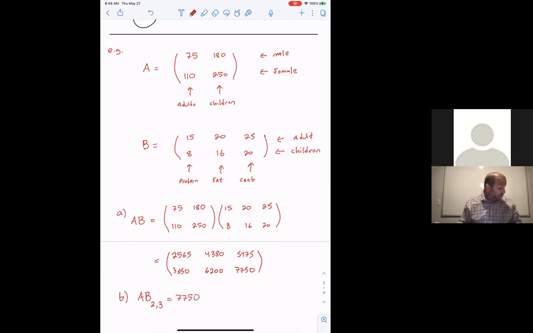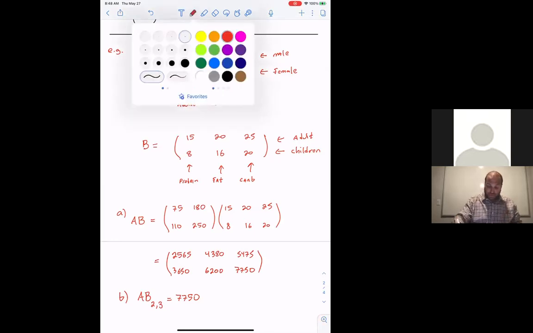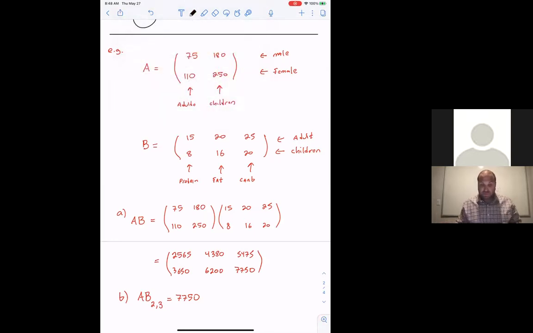But they didn't just ask for what is it? They said explain the meaning of it. So what we need to do now is go back into our matrices and see where it came from. How did I get 7750? Second row, third column. So that's the second row of this matrix and the third column of this matrix multiplied together. That's where the 7750 came from. Well, 110, 250 is a row for females, and 25, 20 is a column for carbohydrates.